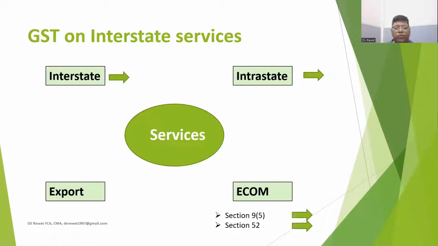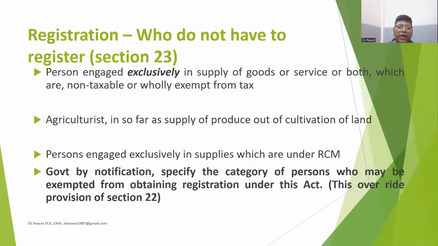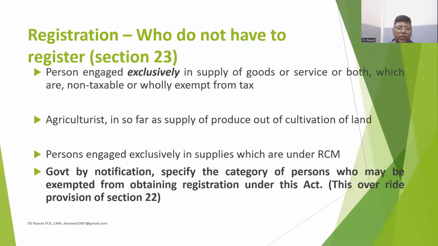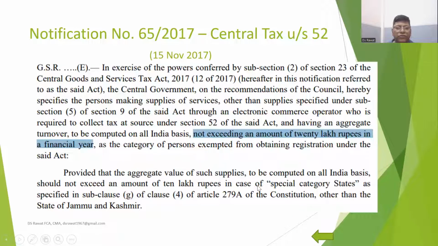Next comes section 52, which is TDS, and other services provided, other than section 9 subsection 5, by an e-commerce operator. In the initial slide, I have said persons supplying goods or services other than section 9 subsection 5 through an e-com operator have to take compulsory registrations. And this section 52 grants certain exemptions. That exemption is if the person supplying through the e-commerce operator does not have turnover or supply value exceeding 20 lakh rupees in a financial year, he need not take registrations.